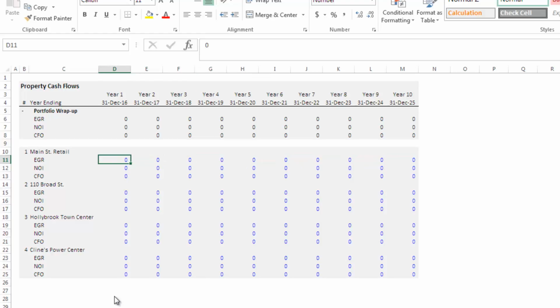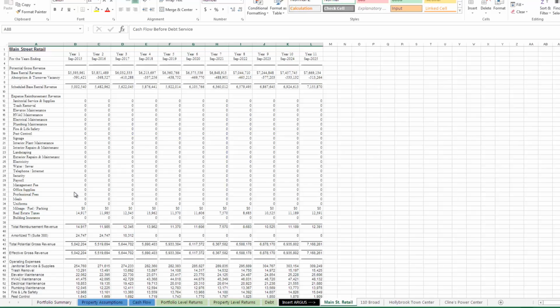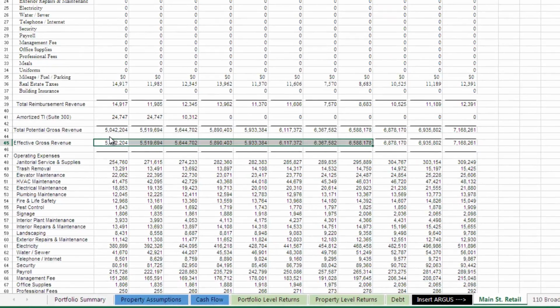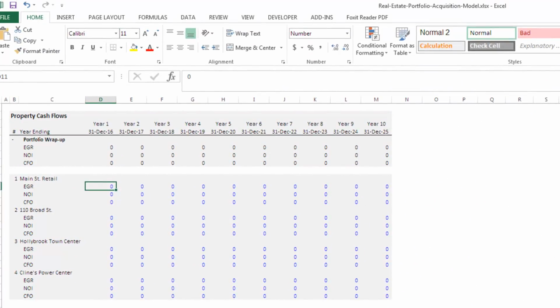And so how I do it, let me show you how I do for the first, and then I'll zoom through to the end. I'm going to go here to my Main Street Retail tab. I'm first going to find my effective gross revenue. I'm going to copy this. I'm going to go back to my cash flow tab, and I'm going to paste.